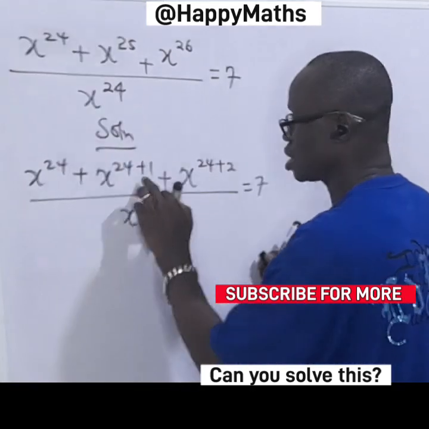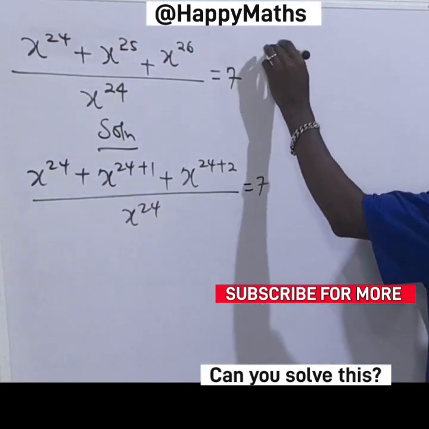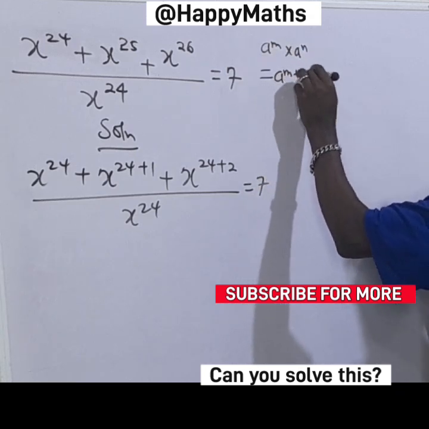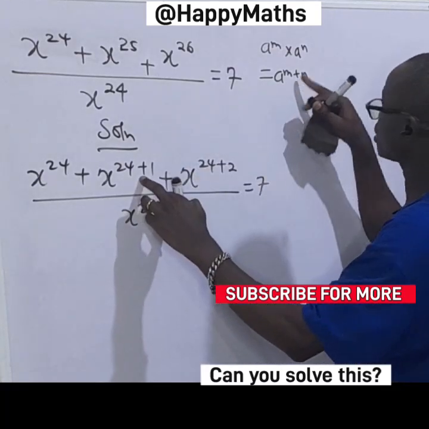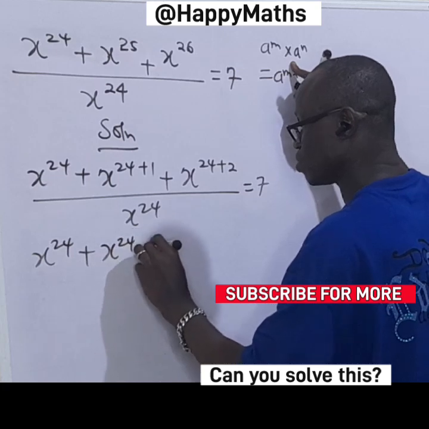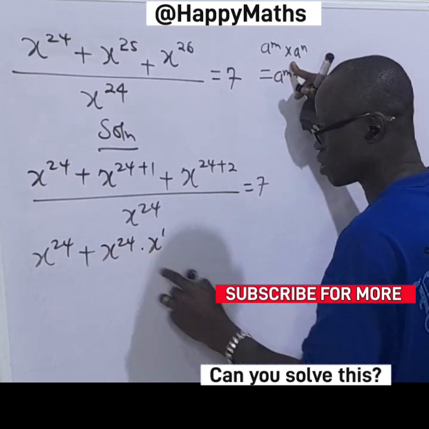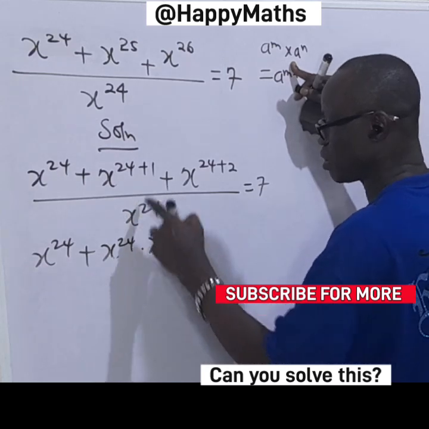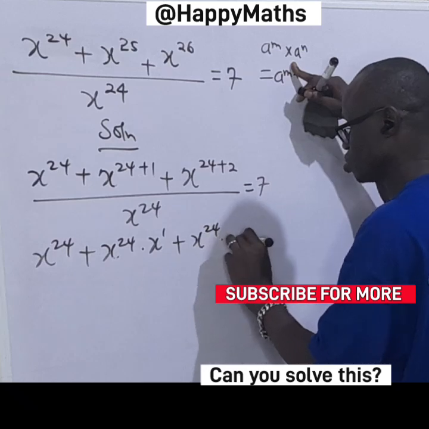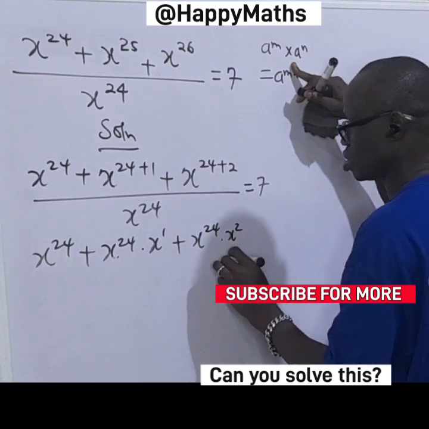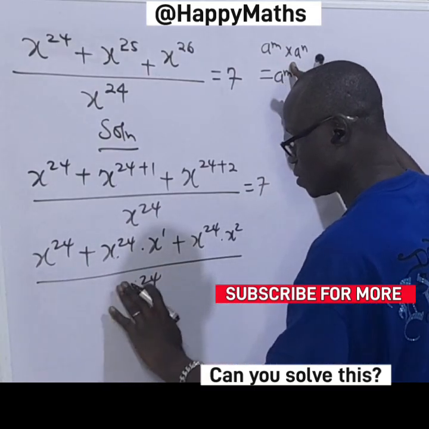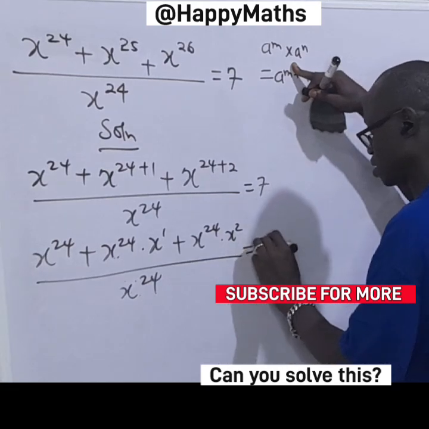Now recall that from indices, a^n times a^n is the same thing as a^(n+n). So this is addition, we'll take it to multiplication. This will give us S raised to power 24 plus S^24 times S raised to power 1. The base is common, you add the powers, so 24 plus 1, you get 25, plus S^24 times S^2, over S to the power 24, equal to 7.